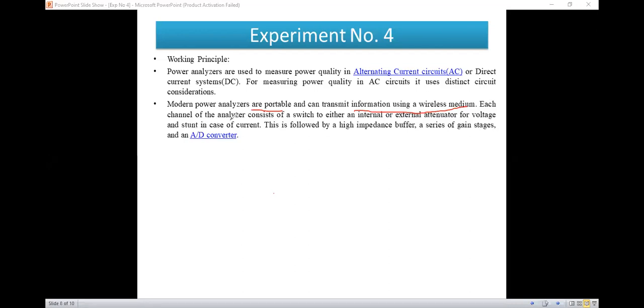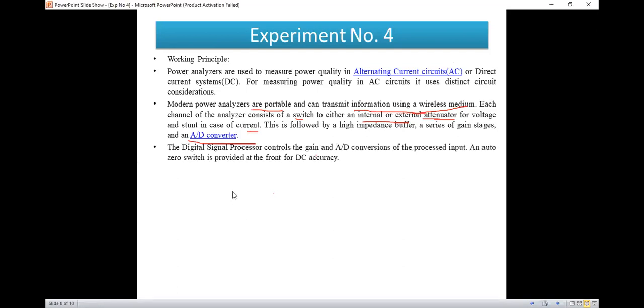So each channel of the analyzer consists of a switch to either an internal or external attenuator for voltage and shunt in case of current. That means each and every channel of the power analyzer should consist of one switch, either internal or external, as an attenuator for the voltage and the shunt in case of current. This is followed by a high impedance buffer and a series gain stage, and it is provided to the analog to digital converter.